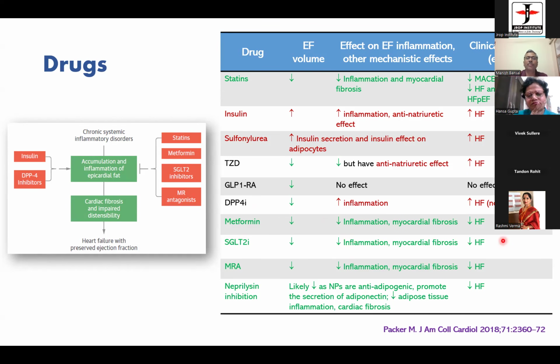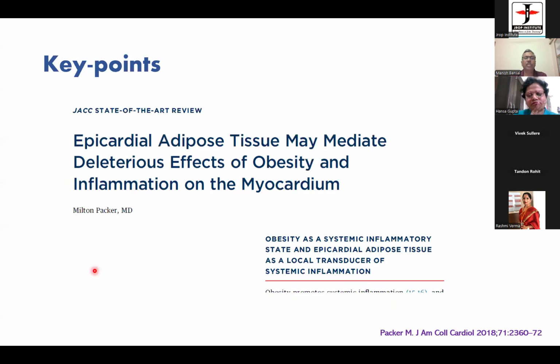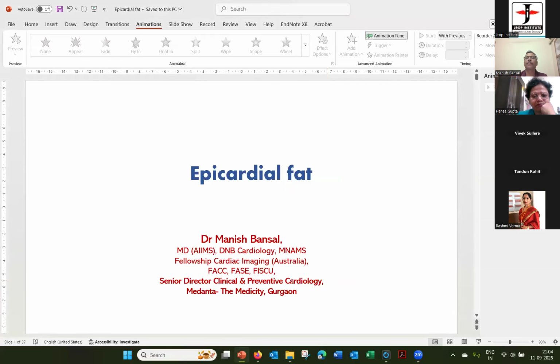So, just as a last slide, these are the quotes that I've taken from the article by Milton Packer, an excellent article published in JACC 2018. It says that epicardial adipose tissue may mediate deleterious effects of obesity and inflammation on the myocardium. So it is basically the local transducer of systemic inflammation, exerting its effect on the myocardium and coronary circulation. Thank you.